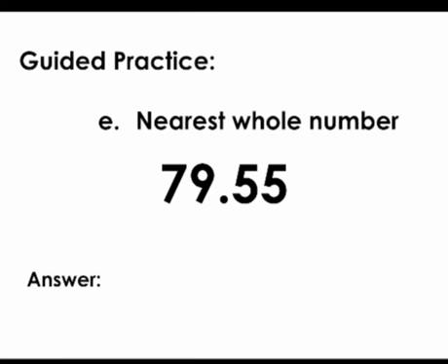Try letter E. To the nearest whole number. So we're rounding to the nearest whole number. So we're underlining the one we're rounding to. And we're going to take a look at this number right here. What is this? It's a 5 or above, so that means we have to raise this number. So if we raise 79 up 1, we're going to get 80.